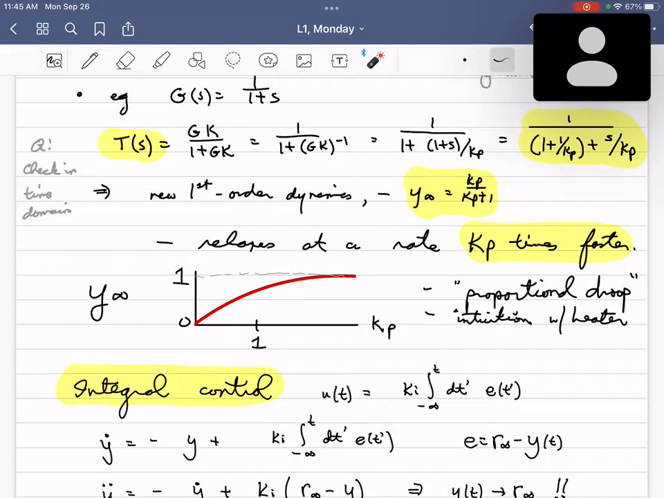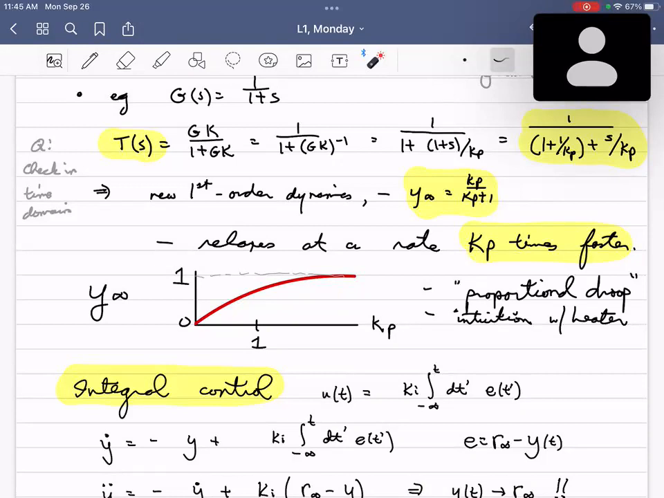And the larger Kp is, the less of it there is, because a small error multiplied by a large number will be a moderate heater value. Okay? But for any finite value of gain, the actual temperature would have to be a little bit lower. And so that's a defect of proportional control. And one way, a strategy that can get around it is called integral control.